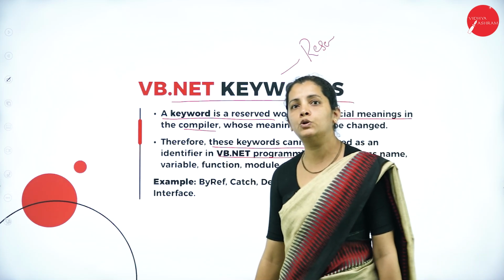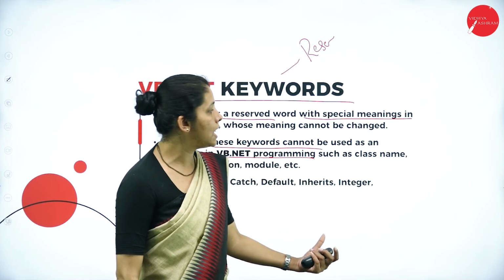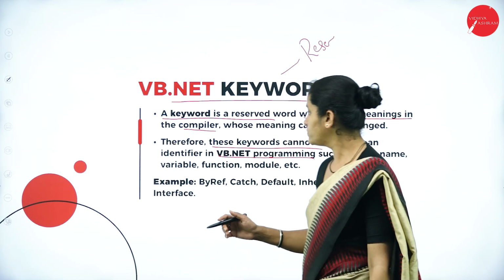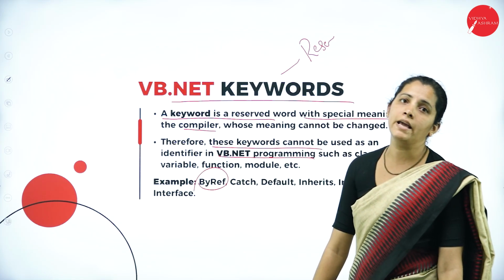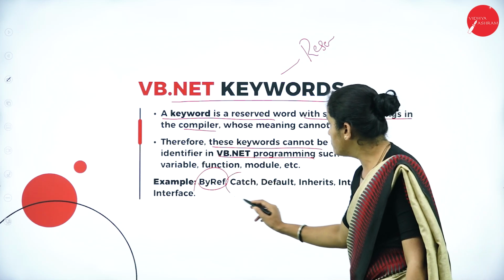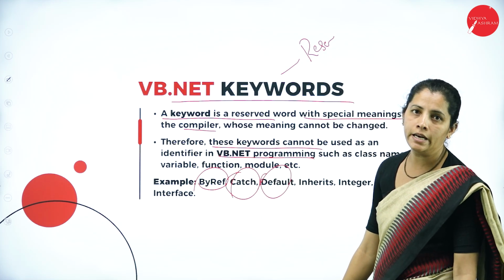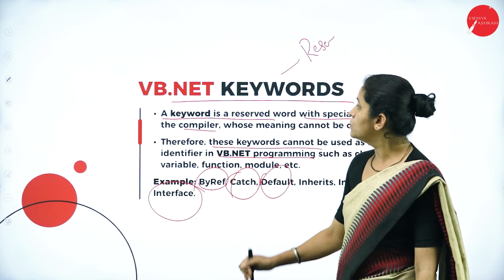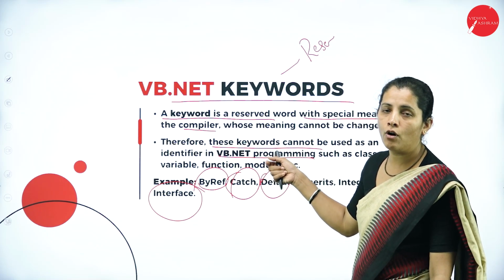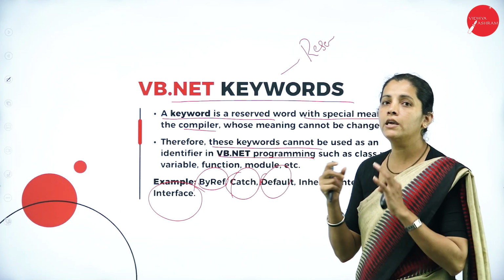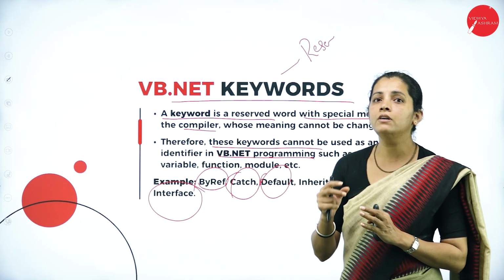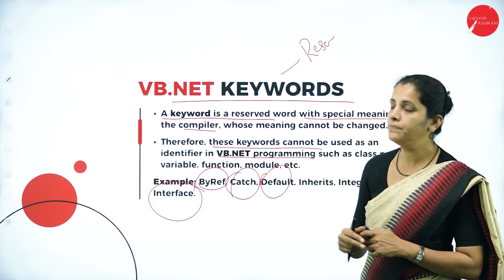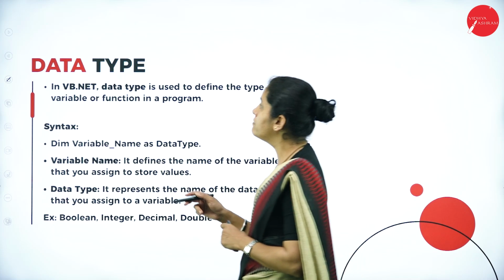We cannot use keywords to define a class name, variable name, or function name. For example, I can have ByRef, Catch, Default, Inherits, Interface, While, Do. These are some examples of keywords. How to remember? Keywords are nothing but reserved words, and each has its own meaning that is known to the compiler. Now see here, I'm going to have the data type.